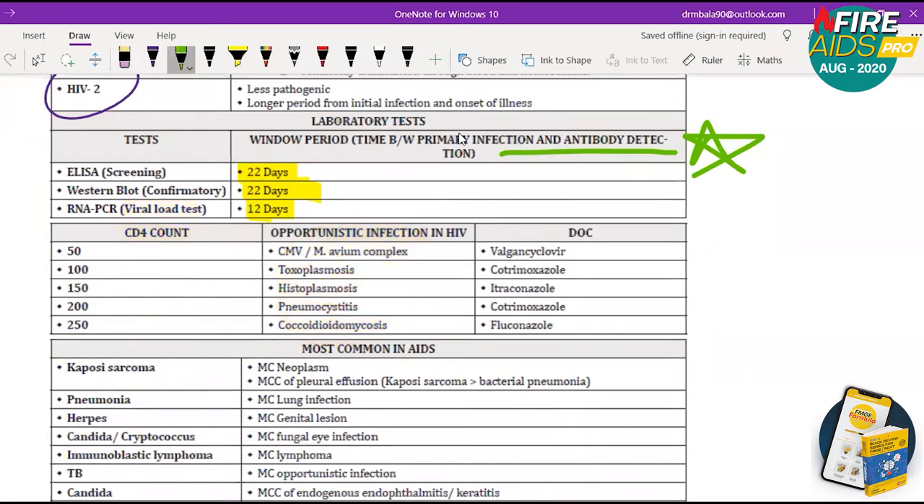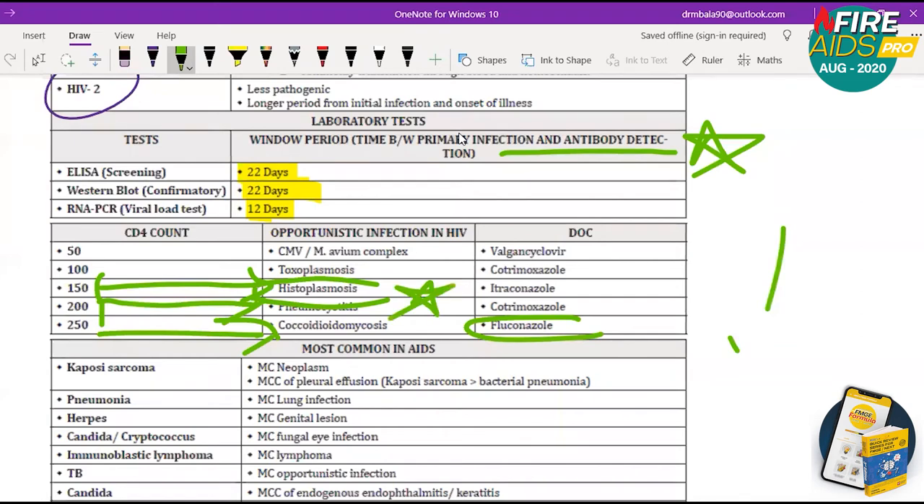The first risk the patient is going to get as the CD4 keeps on dropping, at 250, is coccidioidomycosis, which we already saw. Here the drug of choice is going to be fluconazole. When it further declines to 200, he is at additional risk of getting pneumocystis. When it further drops to 150, he is at risk of histoplasmosis. Histoplasmosis mimics TB, and TB is one of the opportunistic infections in HIV. So when a patient at 150 is getting histoplasmosis, there is an additional risk that you can mistake it for TB. That kind of presentation it can show.